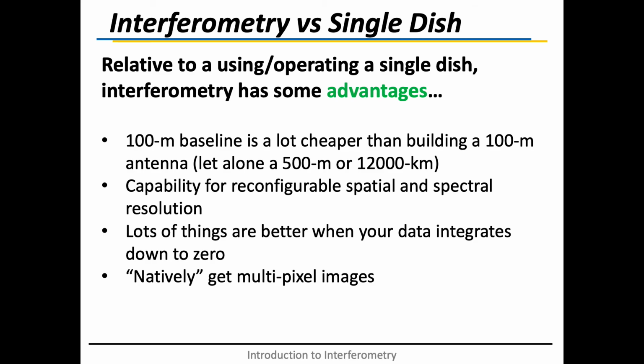And then when you start talking about longer distances, like 500 meters, which is the total distance of the SMA itself, or 12,000 kilometers, which is the diameter of the Earth, which is one of the largest interferometers in the world, part of the EHT, which we'll talk about later on in school. Very difficult to build a single-dish telescope the size of the Earth.